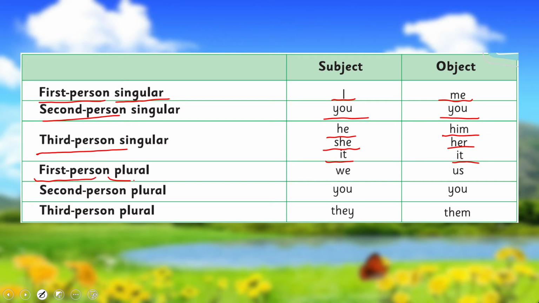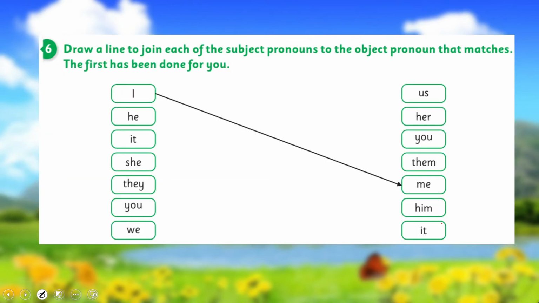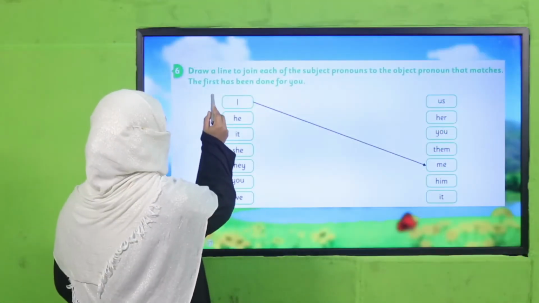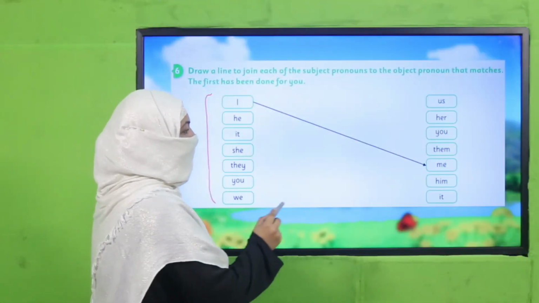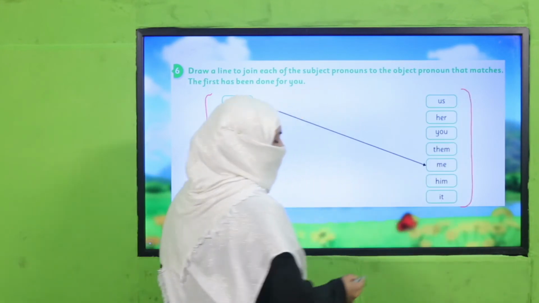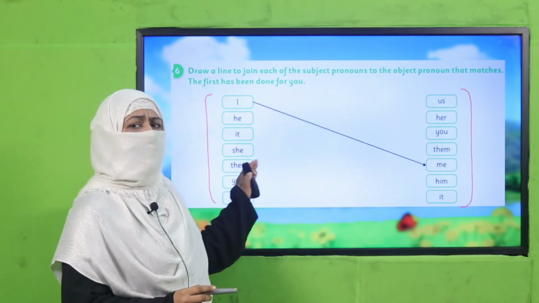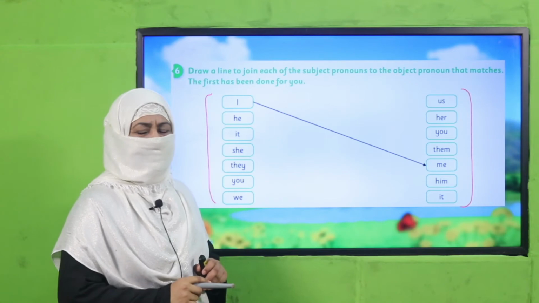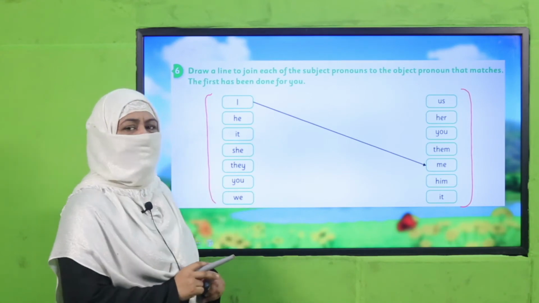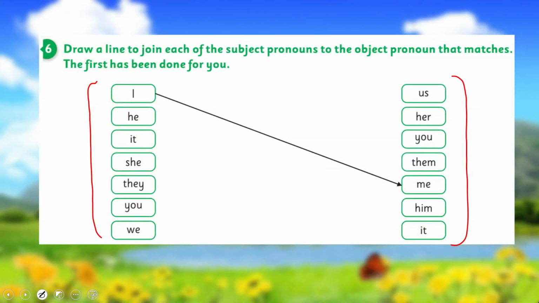For first person plural, it's we, and the object form is us. For second person plural, again, it's you and you. And for third person plural, it's they and them. Right? So here is a table. This is the subject form, the subject pronouns. This is the list of object pronouns. Look at them carefully and match them with the relevant column. So pause the video, complete this exercise in your book, and then come back.